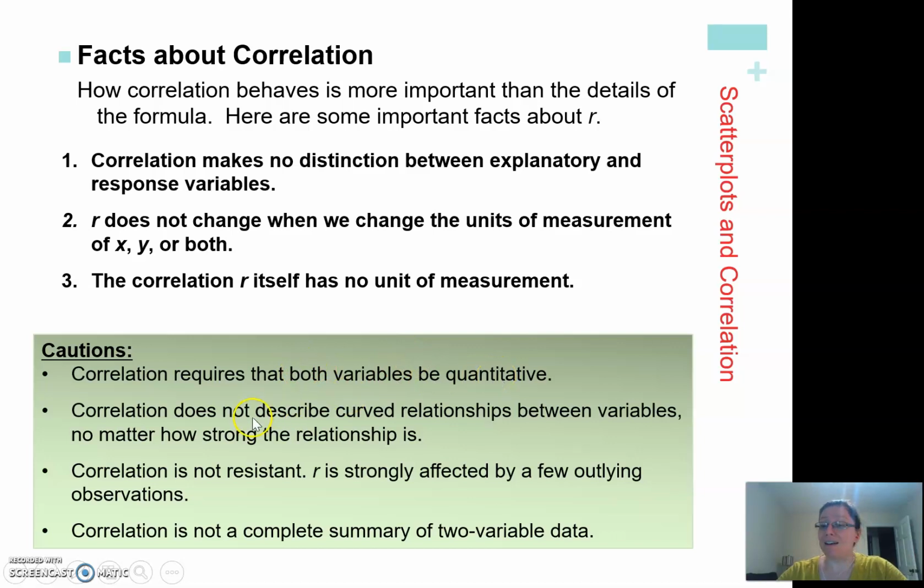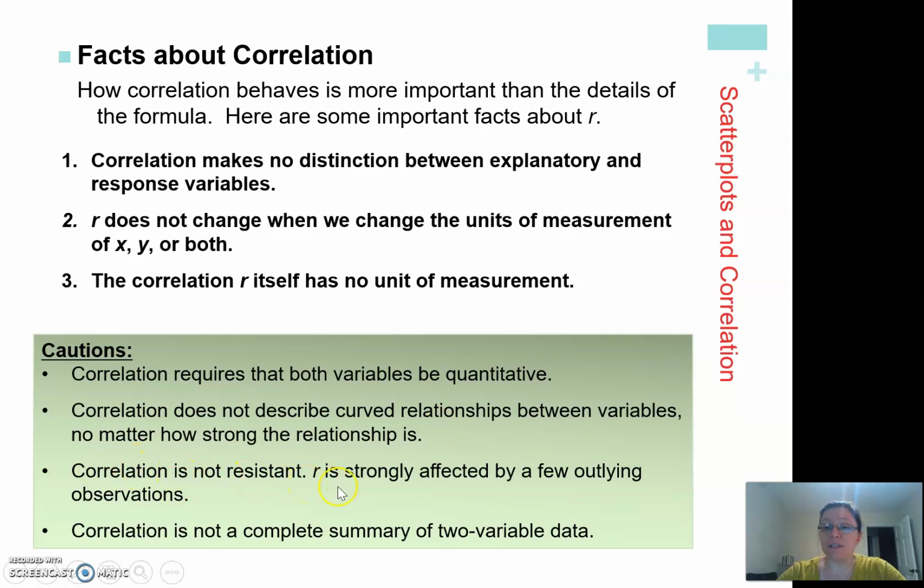It does not at all describe a curved relationship. This is only for a linear relationship, right? You can have a perfect, strong relationship that is curved, following beautifully, be it a parabola pattern or a logarithmic pattern, but the R value will only talk about or mean a linear association, okay?